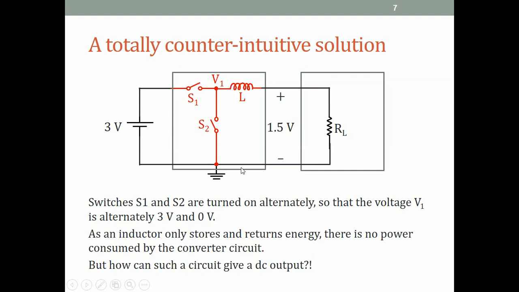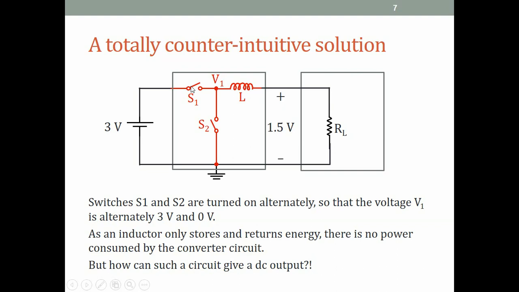So let's see what happens. S1 and S2 in this circuit are turned on alternately, so that when S1 is on, V1 is 3 volts, and when S1 is off and S2 is on, V1 is 0 volts. So the voltage at V1 alternates between 3 volts and 0 volts, and that, as we'll see in some detail in the following slides, causes this voltage to be almost equal to 1.5 volts.